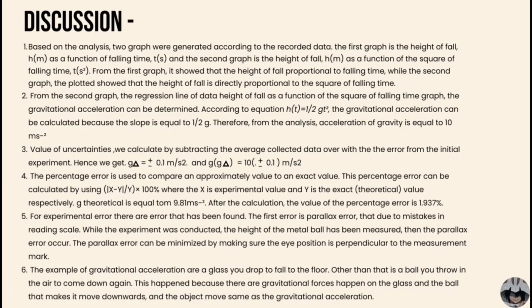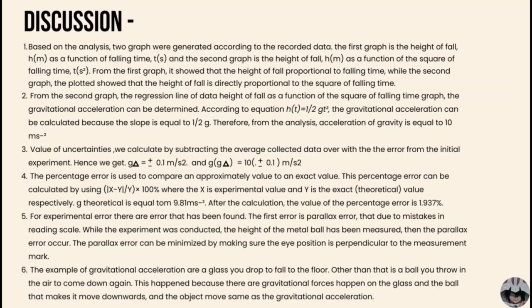Next is the discussion. Based on the analysis, two graphs were generated according to the recorded data. The first graph is the height of fall h in meters as a function of falling time t in seconds, and the second graph is the height of fall h in meters as a function of the square of falling time t squared in seconds squared. From the first graph, it showed that the height of fall is proportional to falling time, while the second graph plotted showed that the height of fall is directly proportional to the square of falling time.